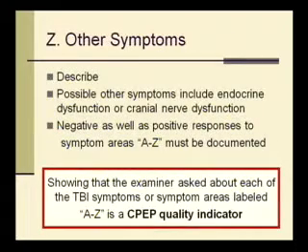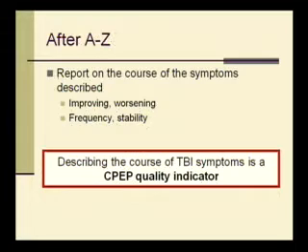Z. Other symptoms. If the veteran complains of any other symptoms, describe. Possible other symptoms include endocrine dysfunction or cranial nerve dysfunction. Negative as well as positive responses to symptom areas A through Z must be documented. Showing that the examiner asked about each of the TBI symptoms or symptom areas labeled A through Z is a CPEP quality indicator.